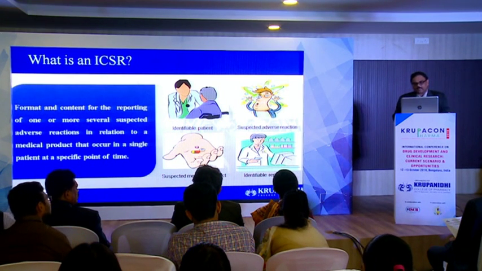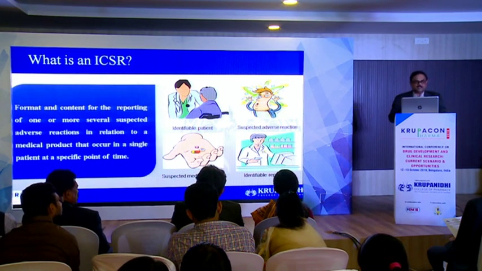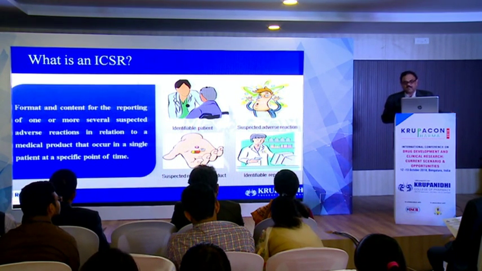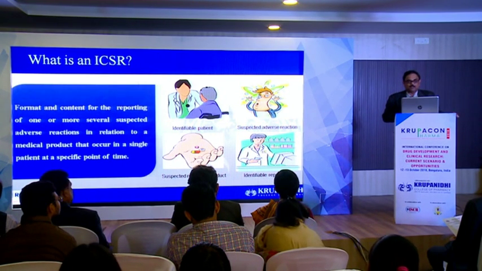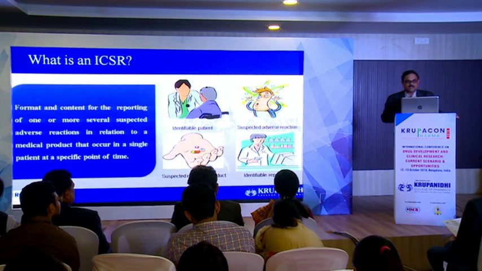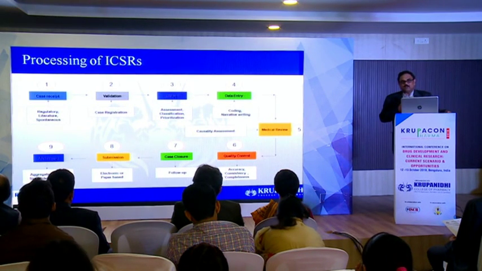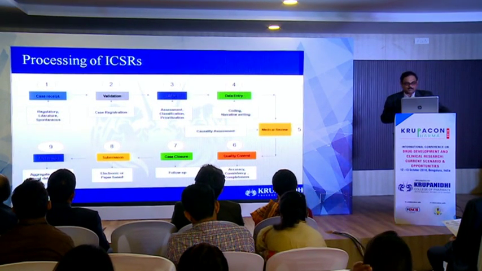So there are 4 important things that need to be there in order to make it a valid ICSR. There should be an identifiable patient, suspected medicinal product, identifiable reporter, and suspected adverse reaction. So only if these 4 criteria are there, you can call it a valid ICSR.